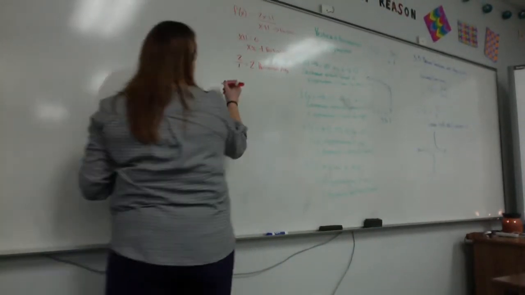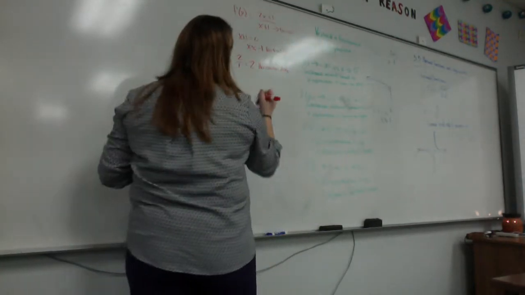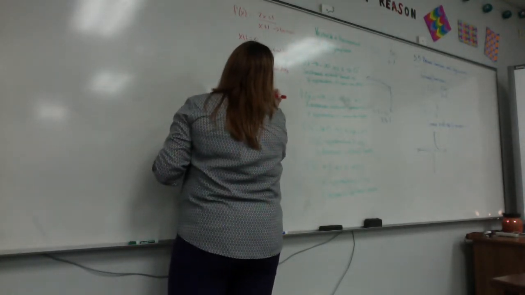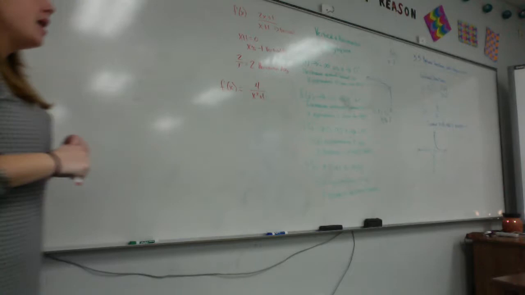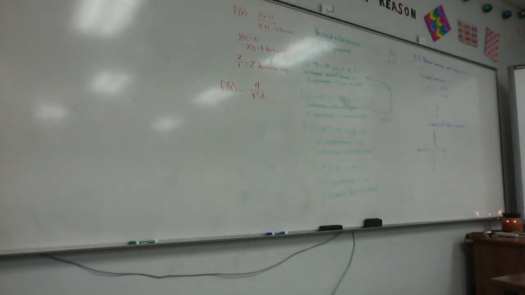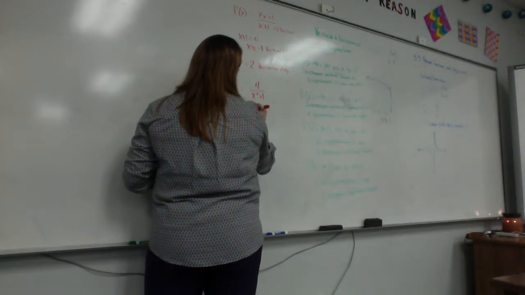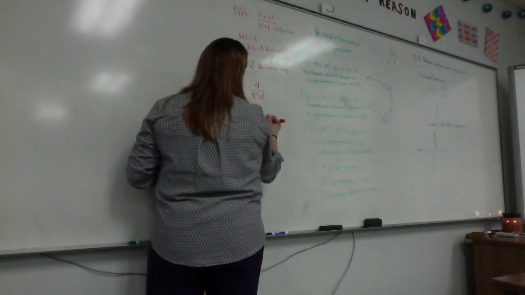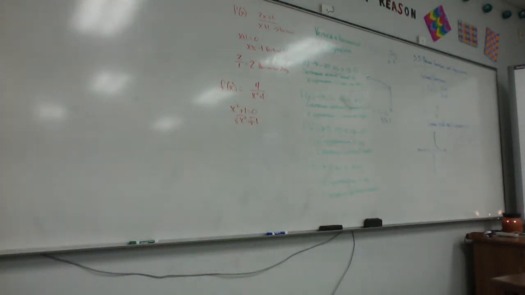Okay, if I have f of x equals 4 over x squared plus 1, do I have a vertical asymptote? How would I find the vertical asymptote? I would take this bottom portion and set it equal to 0 and solve. So I get x squared equals -1. Can I have a negative radical? No. So in this case, there isn't a vertical asymptote, because I can't have a negative in my radical.